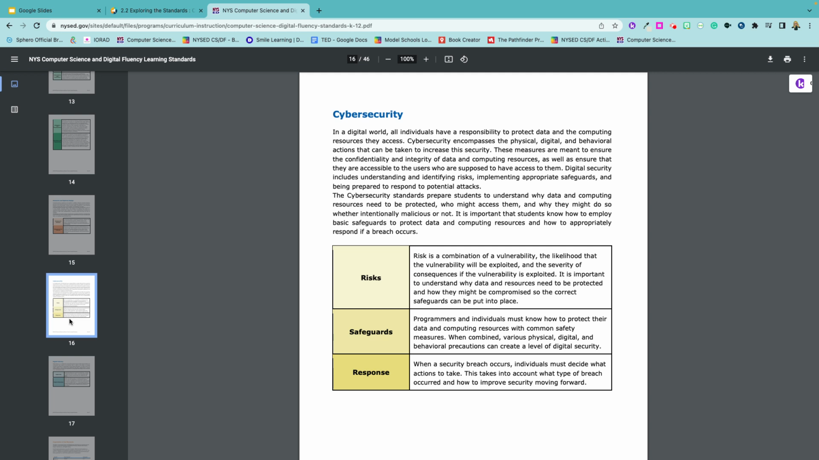The next concept area is cybersecurity. Here we're thinking about how we can protect the data that we give whenever we touch the internet. And we're thinking about the physical, digital, and behavioral actions that can be done to make sure that we are secure. Here we're breaking it down into 3 sub-concept areas, the first being risk, thinking about how vulnerable we are as soon as we touch technology. Then safeguards, which is the next sub-concept area, where we're thinking about protecting our data and what we can put in place to make sure that it's secure. And then finally, the last sub-concept area is response, thinking about what to do if a data breach has happened.